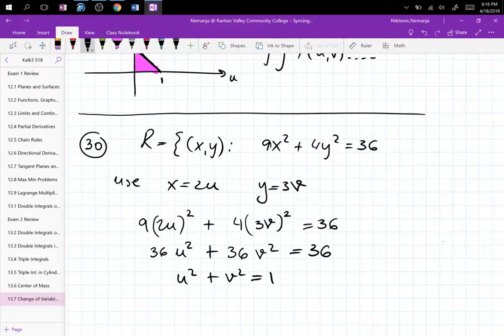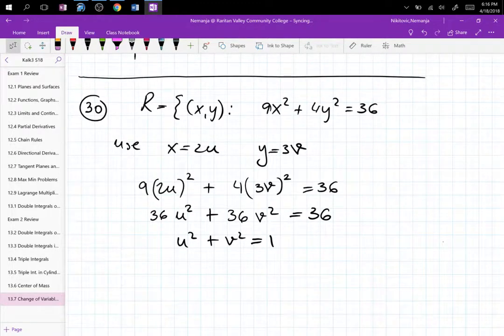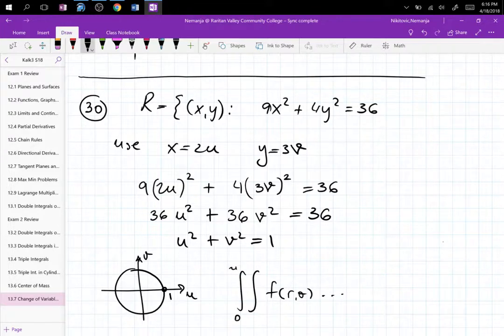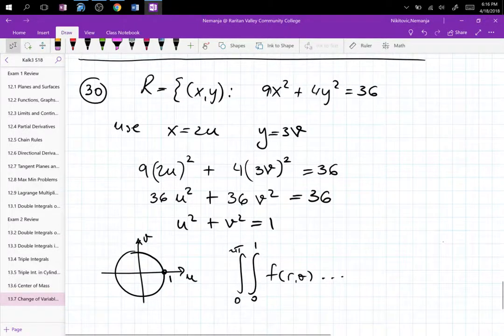Oh, by the way, we're done. Because look at your region. It's a unit circle, right? This is a unit circle in UV. Your radius is 1. And if you need your polar integral of f of r, theta, which came from UV, you have your 0 to 2 pi and your 0 to 1. So, yeah. This is good stuff. Nice.